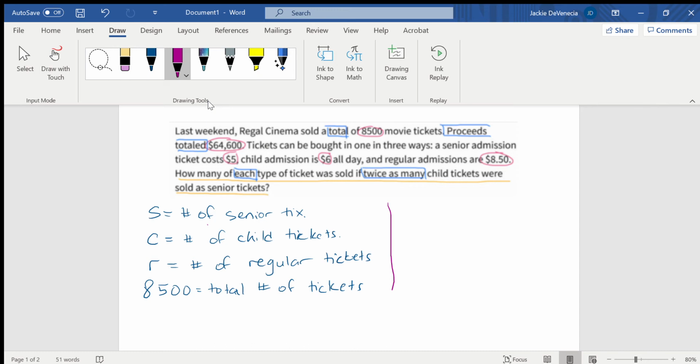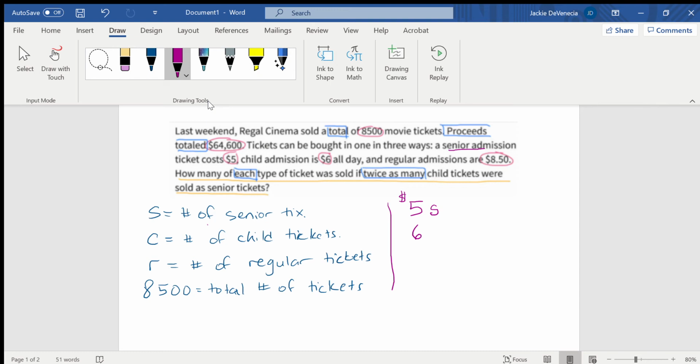That represents the cost. We know that the $5 goes with the senior admission. If I want to find the total cost of all the senior tickets, I would need to do $5 times the number of tickets. I don't know that, so I'm going to use my variable S. That's the total cost of senior tickets. Next we have $6, which represents the cost of one child ticket.